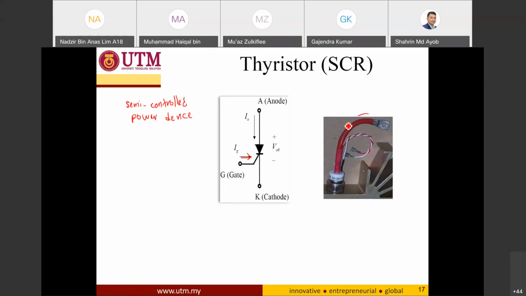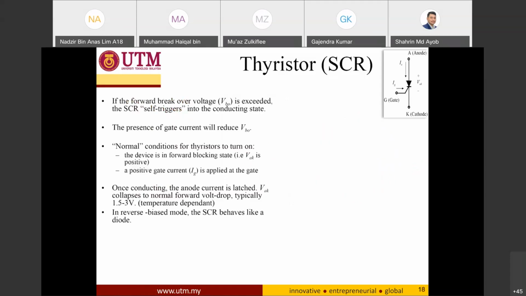Okay, and this is actually the SCR, the physical SCR. There are a lot of physical forms for the SCR. This one looks like a diode, and this is actually not the SCR, this is actually a heat sink.